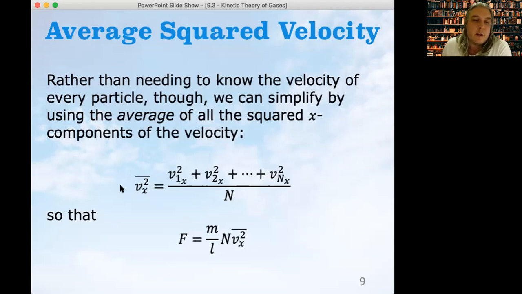We could multiply by n on both sides here. We would have n times this average square velocity is equal to the sum of all the squares. Convince yourselves of that bit of math, and that means we can write our force due to n particles of gas in a box as m over L times n, the number of particles, times the average squared velocity.